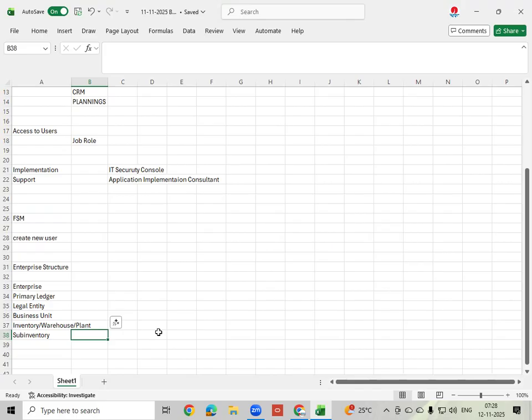In one place they will maintain snack items. In one place cooking oil. One place detergents. One place some electronics goods. So how many? They maintain some big number of sub inventories, right? So how many sub inventories to define completely depends on the type of business.